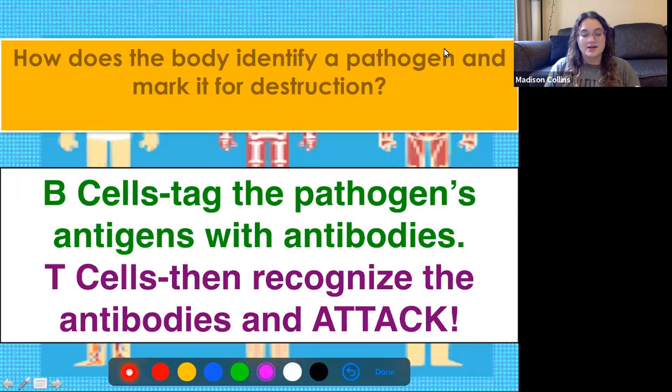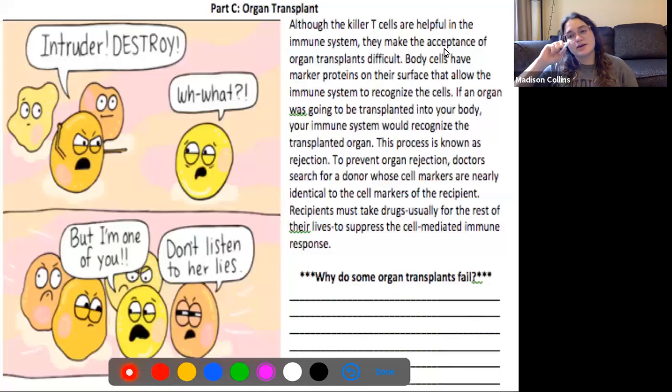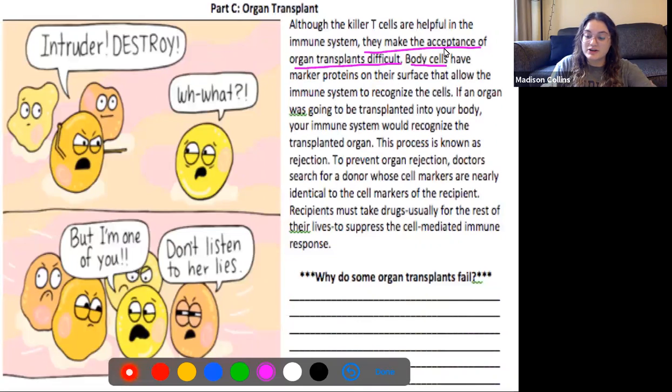Okay. Now, the last thing we're going to talk about today is organ transplants. Okay, so again, I'm going to read through this passage. We'll use that information to answer the following question. Although the killer T cells are helpful in the immune system, they make the acceptance of organ transplants difficult. Body cells have marker proteins on their surface that allows the immune system to recognize the cells.